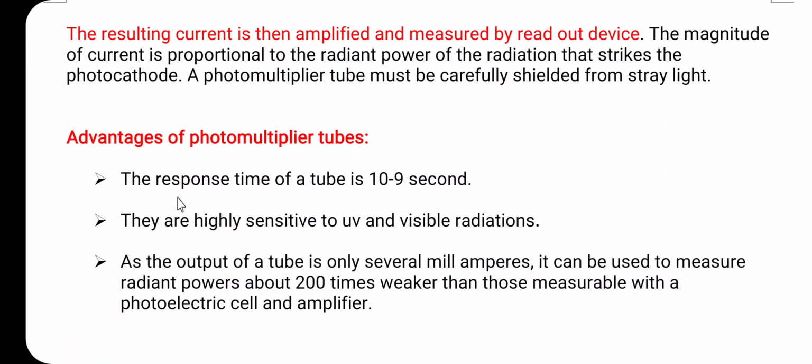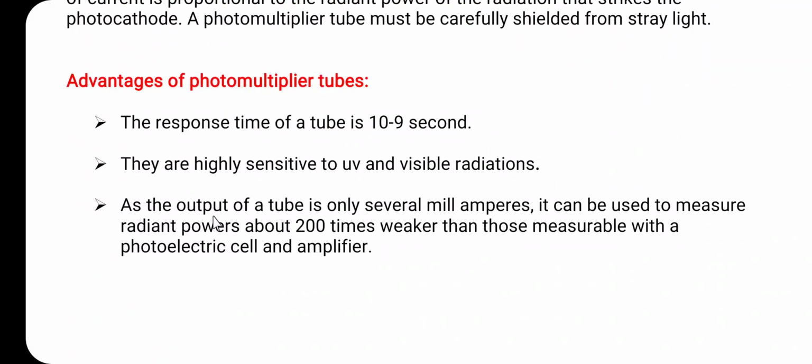The first one is that the response time of the tube is very short, just 9 to 10 seconds. The second is that they are highly sensitive to UV and visible radiation. As the output of the tube is only several milliamperes, it can be used to measure radiant power about 200 times weaker than those measurable with the photoelectric cell and amplifier. So these are the three main advantages of the photomultiplier tube.